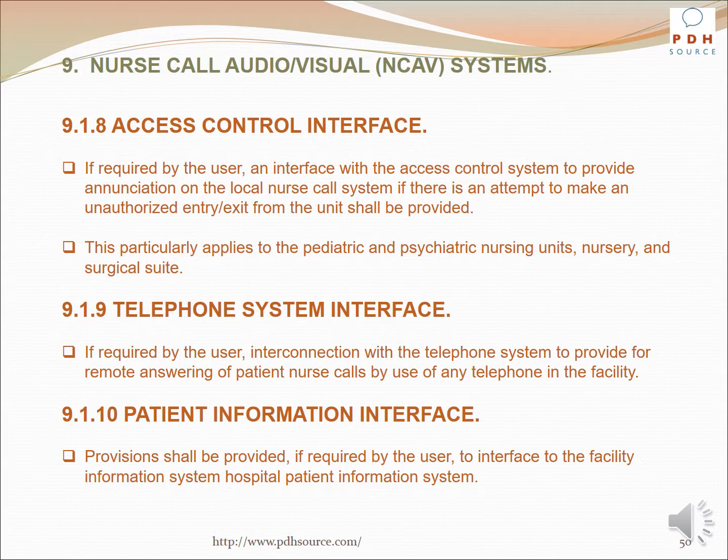If required by the user, an interface with the access control system to provide annunciation on the local nurse call system if there is an attempt to make an unauthorized entry-exit from the unit shall be provided. This particularly applies to the pediatric and psychiatric nursing units, nursery, and surgical suite. If required by the user, interconnection with the telephone system to provide for remote answering of patient nurse calls by use of any telephone in the facility. Provision shall be provided, if required by the user, to interface to the facility information system, hospital patient information system.